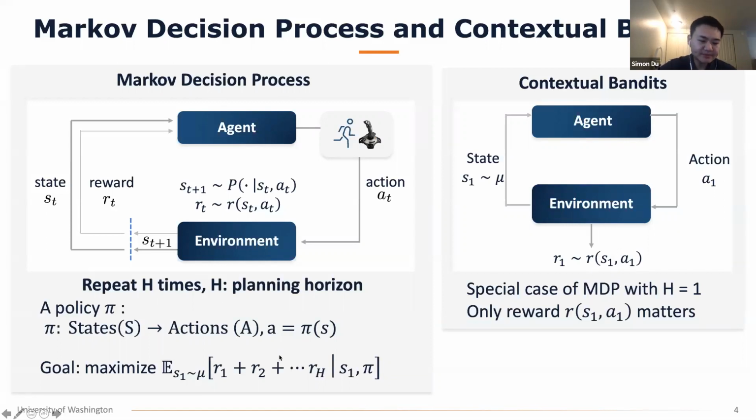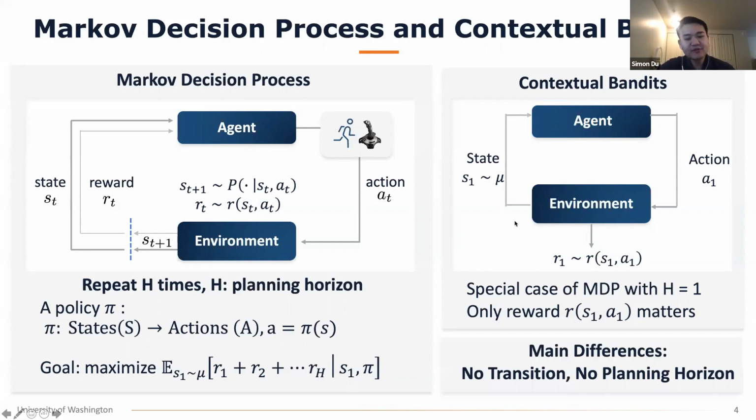On the other hand, for a Markov decision process, the agent not only needs to maximize the current reward, you also need to consider the long-term reward, because you may transit to some state that can have a larger reward in the future, but not a very large reward at the current state. That's called the long-term planning problem. So the main difference between these two settings is that there's no transition in contextual bandits and there's no planning horizon H. I hope this is clear.